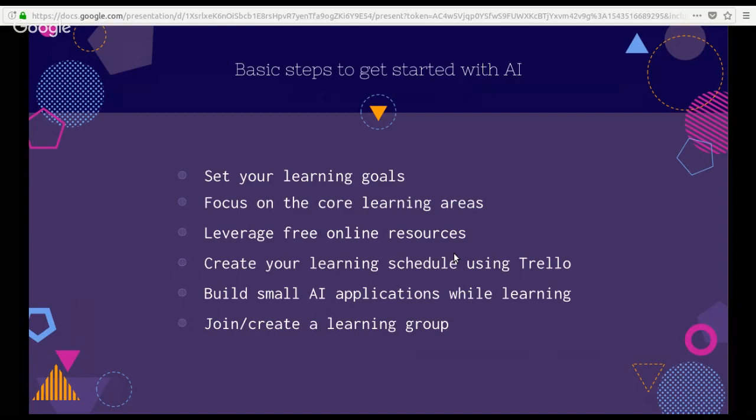And along with that, understand what your specialization is. What are the things that you really love and that you would really apply artificial intelligence to? Then, as a second point, focus on the core learning areas.